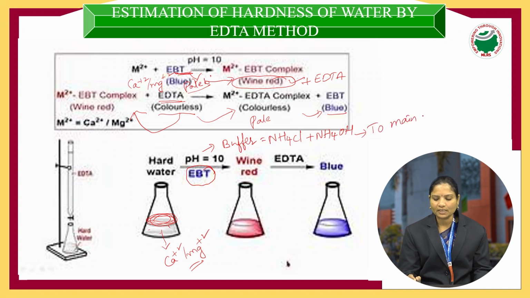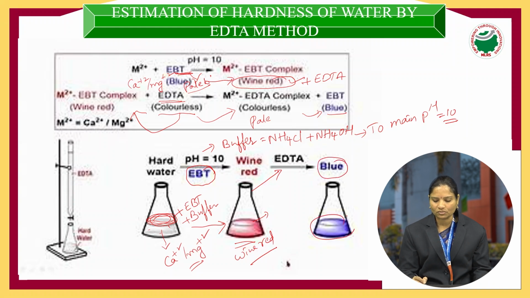To maintain the pH, here it is equal to 10, we should add the EBT indicator and also this buffer solution. The solution color will change to wine red color. This wine red color is an unstable metal ion complex, which can be titrated against EDTA to get this pale blue color. So this is the blue color solution. This is the end point of the solution in our EDTA method.